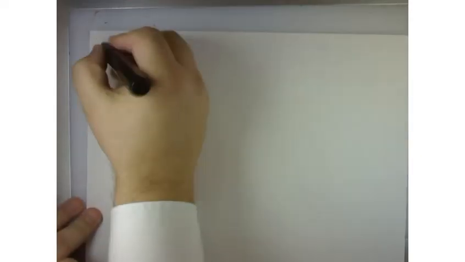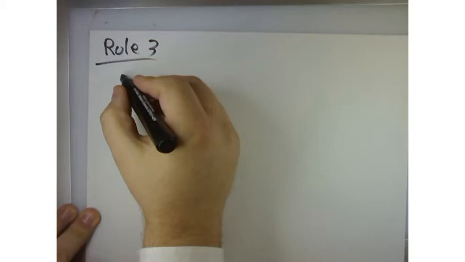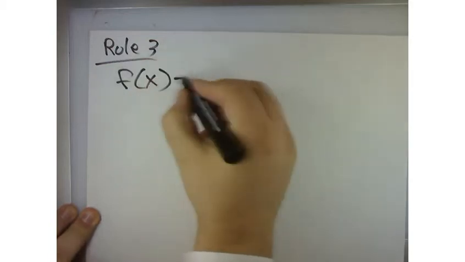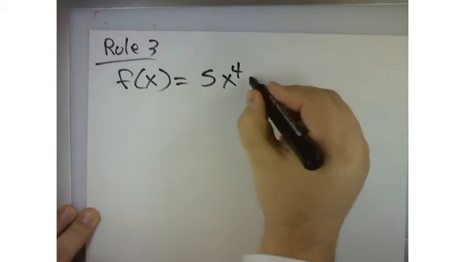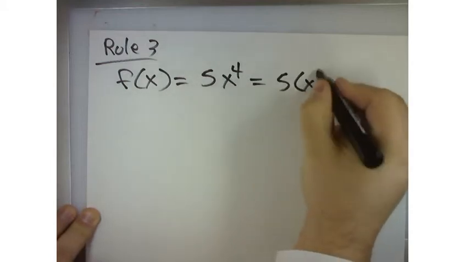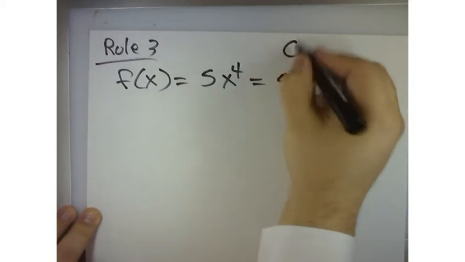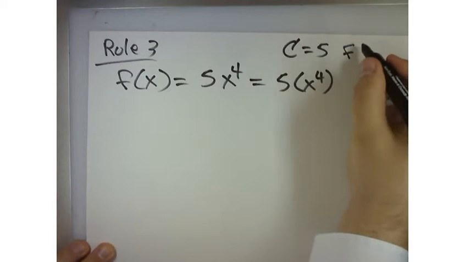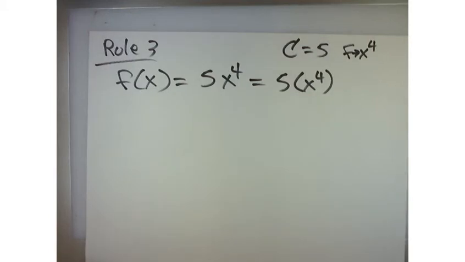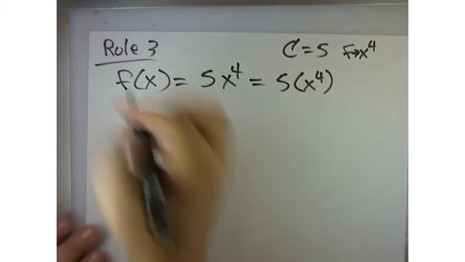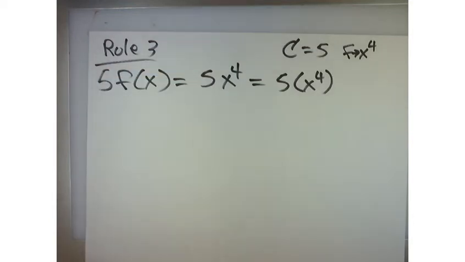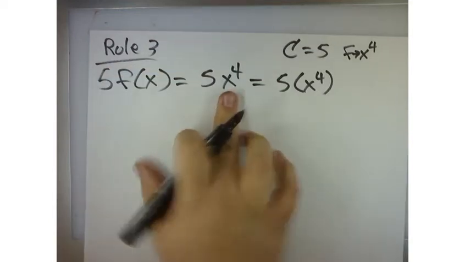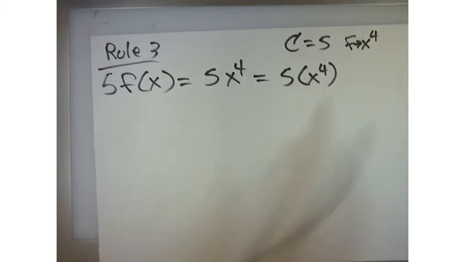So rule number 3 is, if I have a function f of x and I have 5x to the 4th, that's the same as 5 times x to the 4th, where our constant c is 5 and our function really could be x to the 4th, if I wanted to look at it that way. In other words, I could say 5 times f of x is equal to 5x to the 4th, which is equal to 5 times x to the 4th.